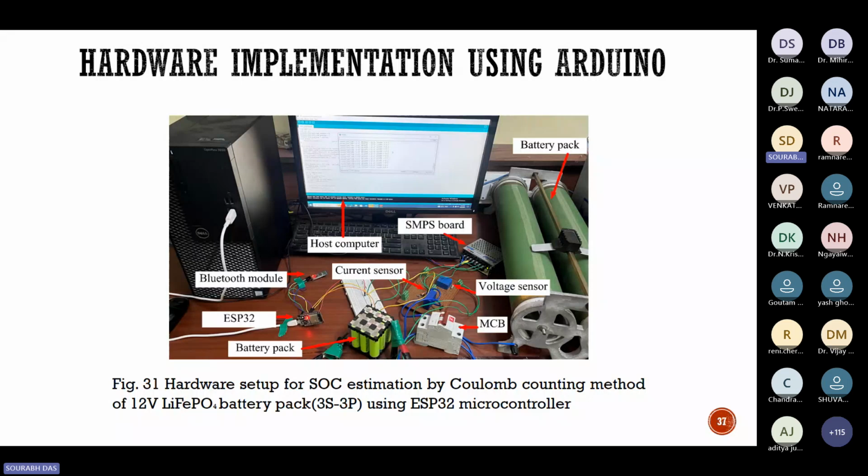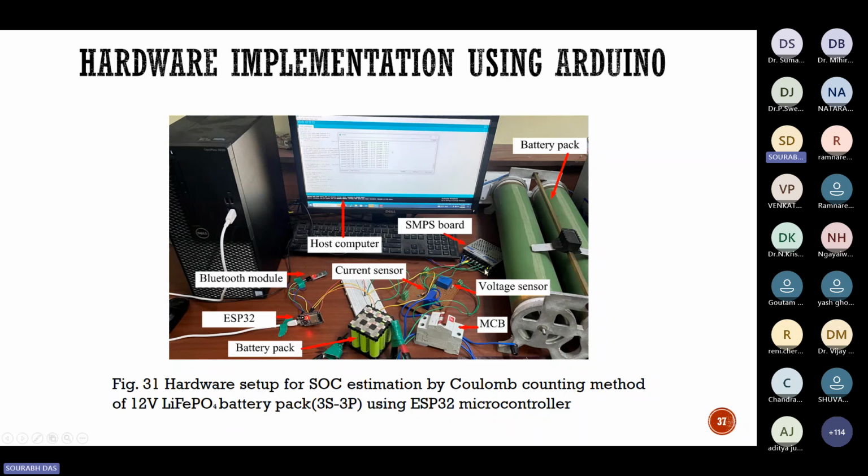Then the voltage and current sensors. Here I have used LEM sensors: the LV25P is for voltage sensing, and the LA25P is for the current sensing of the battery pack. I have not discussed the Hall effect sensor working principle, because yesterday Manas Ranjan Jena completed that part excellently. That's why I have not discussed this part.